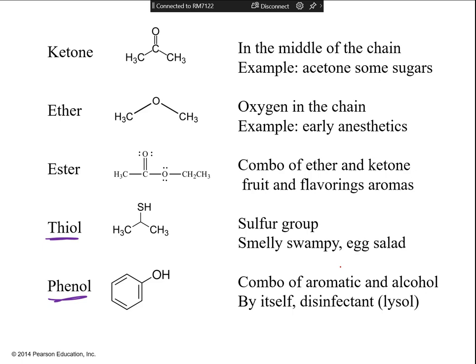Ethers were actually some of the very first anesthetics. So they found that if they distilled alcohol, they could collect small amounts of ether as one of the components that usually evaporated off. They would collect it, and then they could put it on a cloth and put it over the patient's mouth, and that would actually suppress the nervous system so they would lose consciousness.